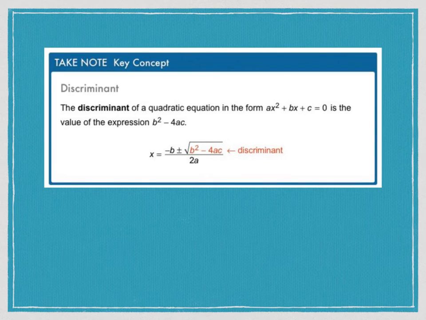Okay, so next we have the discriminant. The discriminant is just what is under the square root. So this discriminant is b squared minus 4ac. And the discriminant is going to tell us how many solutions we have for our equation. So we only have to plug into this when finding the discriminant.